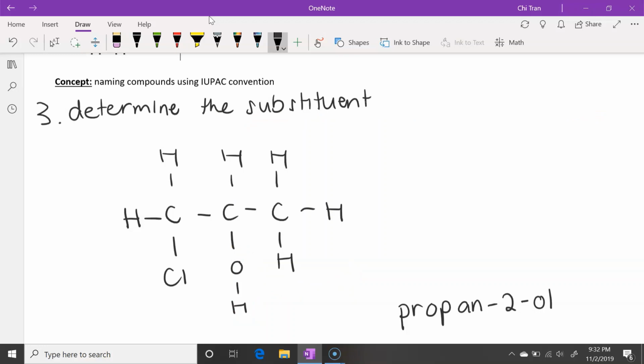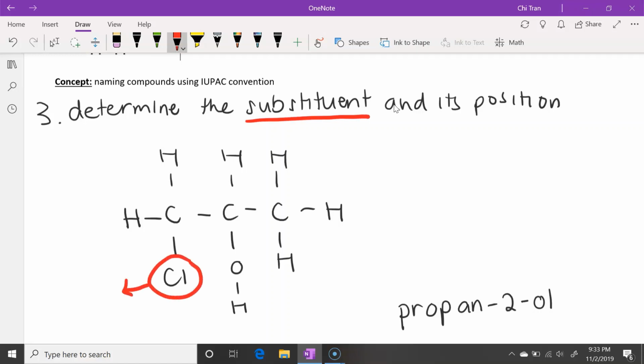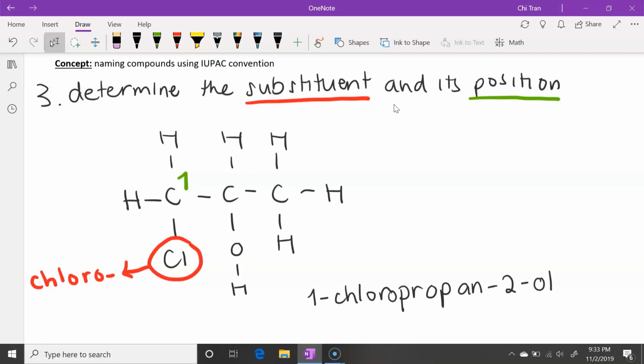The third step is to determine the substituent group and its position. So the substituent group in this organic compound is the chlorine, Cl right here. And chlorine will have the prefix of chloro in the name, and then we need to determine its position as well. So its position on the first carbon. So in the name, we should add 1-chloro, and then we have the final name of this organic compound.